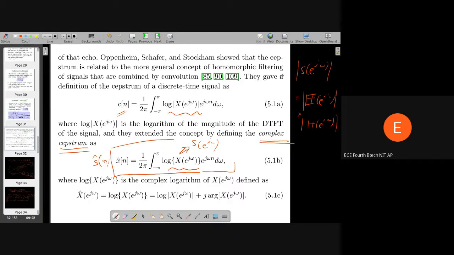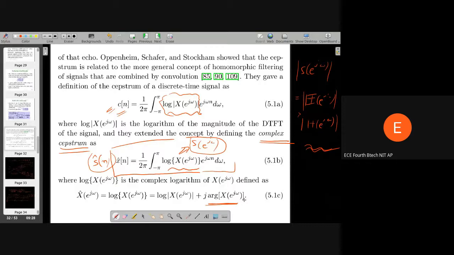So if you take log, it will be simply a summation. This will be a real number, there is no complex part here. Here it will be a complex number. This will be a real number, and then you take the inverse Fourier transform to get this Cepstrum. If you take the entire complex spectrum, not just the log magnitude, then you will get your complex Cepstrum. So this is what we get.